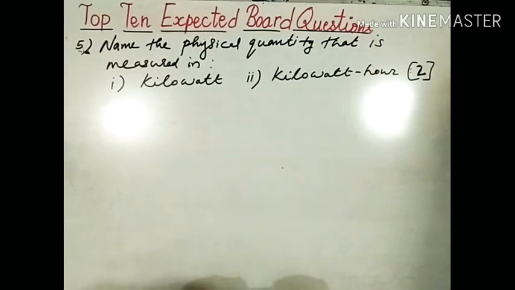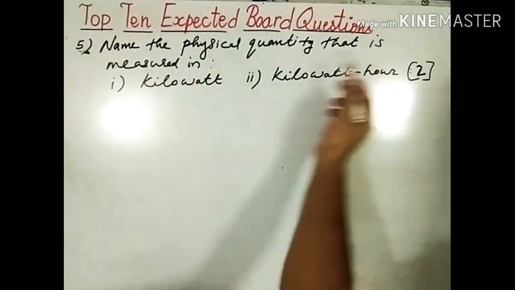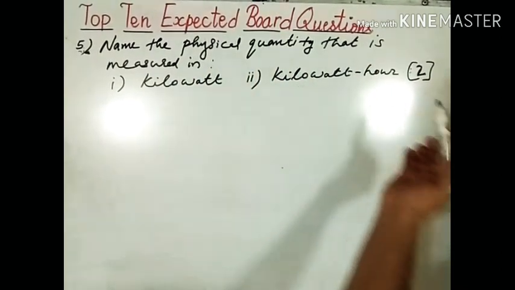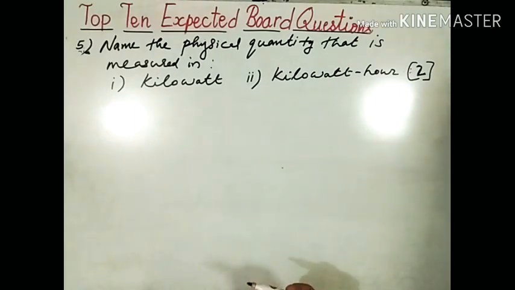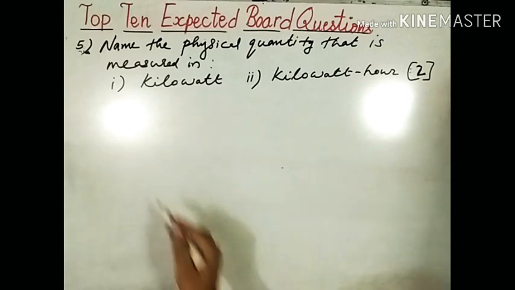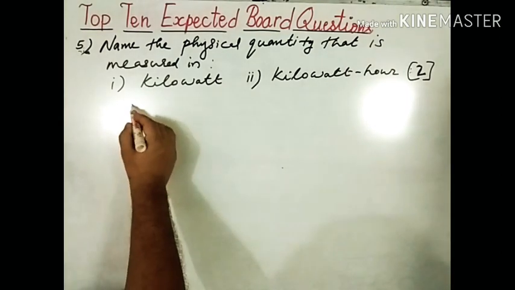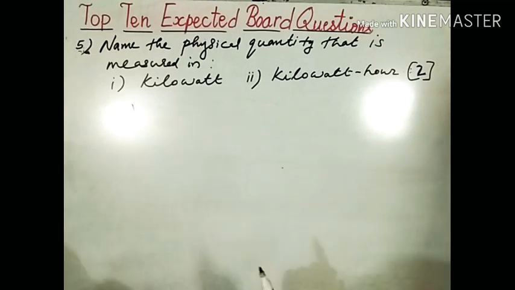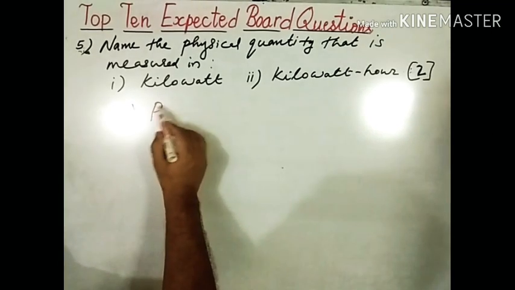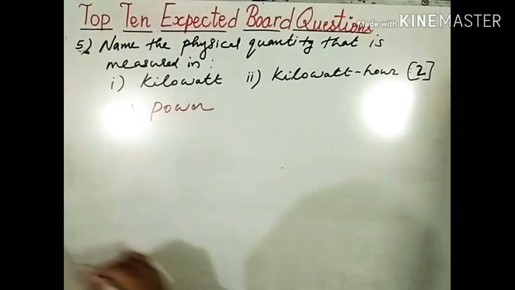Moving to question number 5. Name the physical quantity that is measured in kilowatt and kilowatt hour. Remember that all these questions are conceptual questions. You must learn or practice this type of question. These are 100% assured questions in the board examination. The first part, kilowatt. Which physical quantity is measured in kilowatt or watt? Of course, it is power.